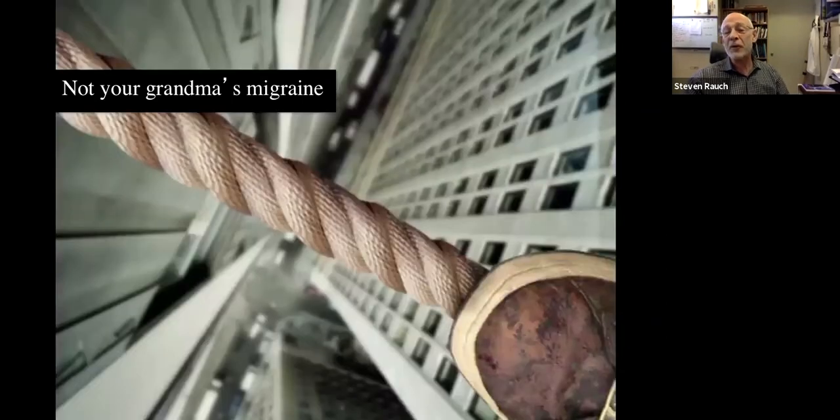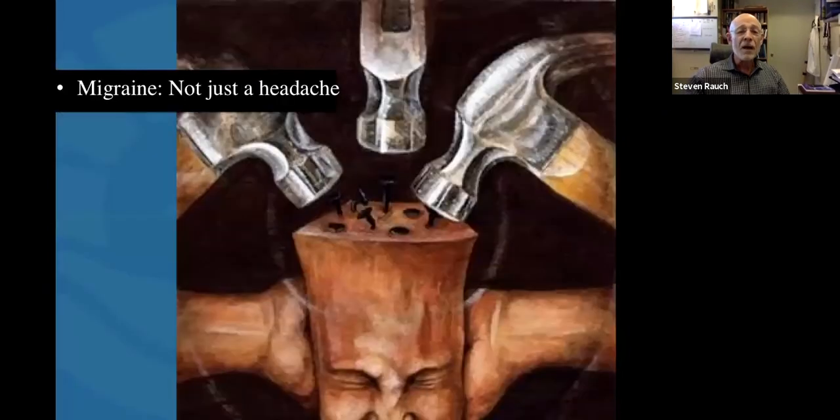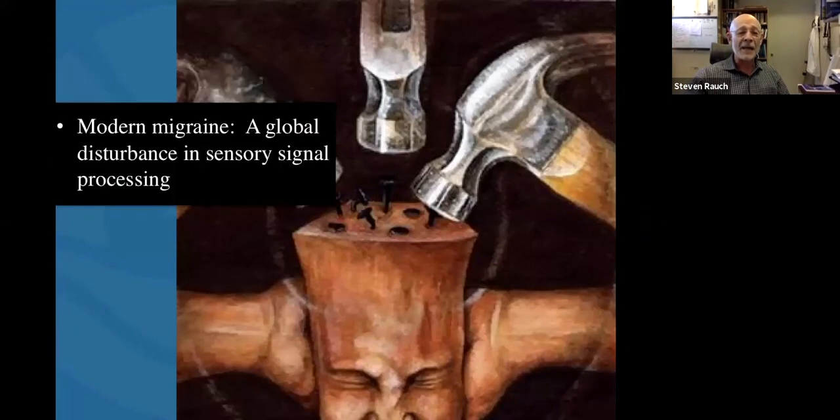So 25 or 30% of migraineurs have dizziness and balance symptoms. Migraine is not just a headache, and I think this is the best definition that I've heard. The modern understanding of migraine is that it's a neurological issue, it's in the brain, but it's a global disturbance of sensory signal processing. Well, remember, balance depends upon integrating sensory signals from your ears and your eyes and your long tracts up and down the spine.